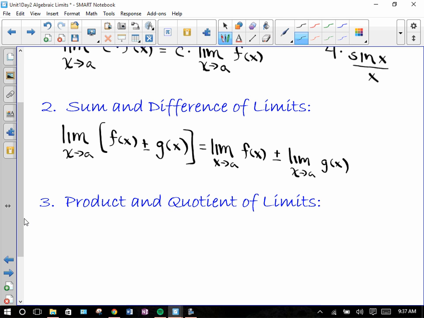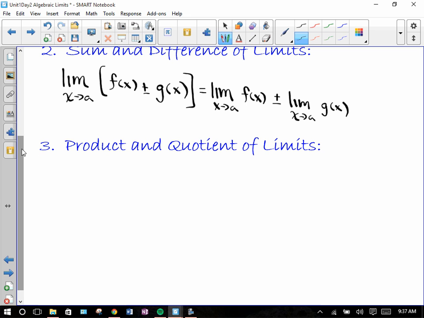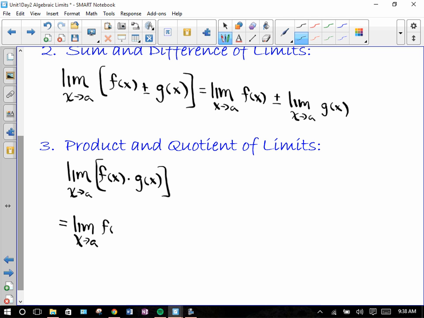And then finally, we have the quotient of limits. What do you think this involves? Multiplication and division. Alright, so what this allows us to do is to say we have the limit as x approaches a of, let's say we have f of x times g of x, then this is equal to the limit as x approaches a of f of x times the limit as x approaches a of g of x.